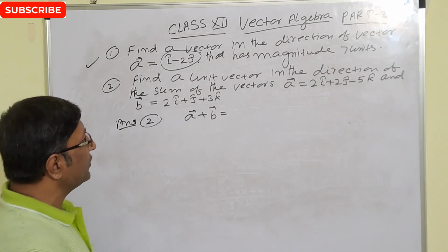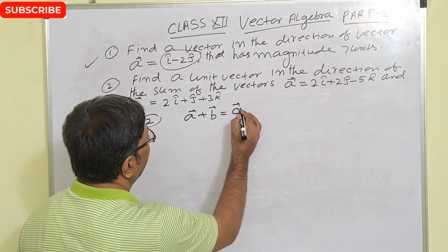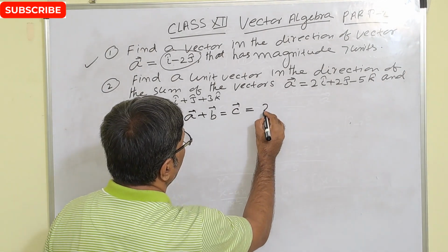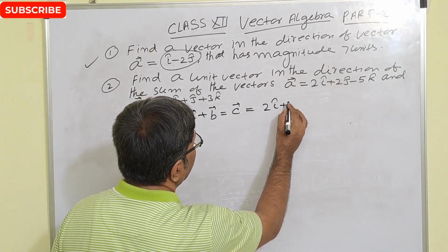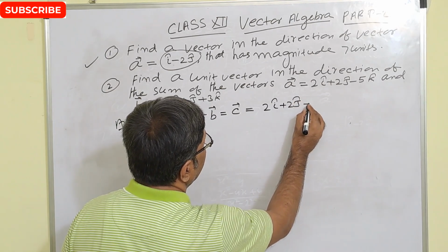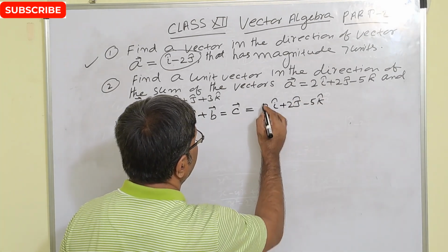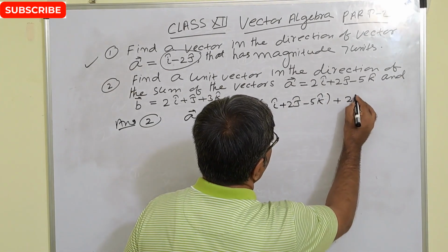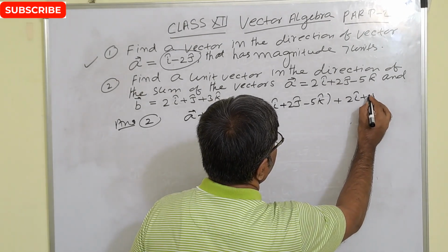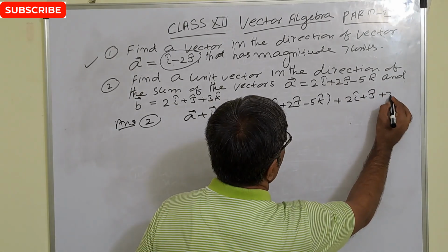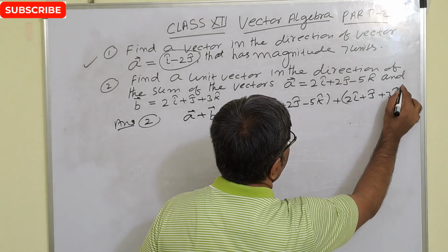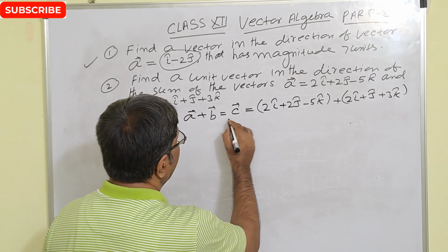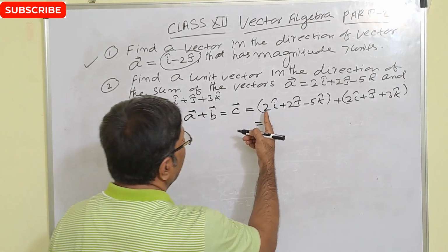The sum of two vectors will also be a vector. So A vector plus B vector equals, suppose, C vector. So what is the C vector? A vector is, write down, 2 unit vector i plus 2 unit vector j minus 5 unit vector k, plus B vector, which is 2 unit vector i plus unit vector j plus 3 into unit vector k. So this is A vector plus B vector, that is C.